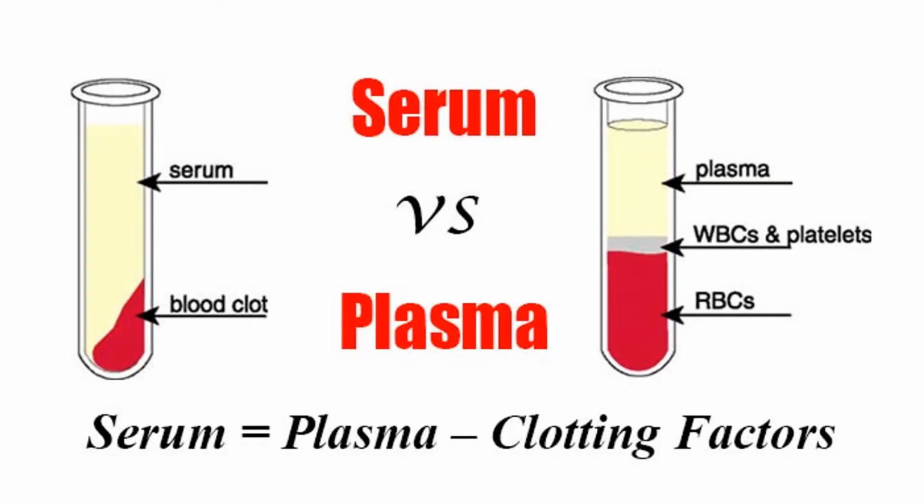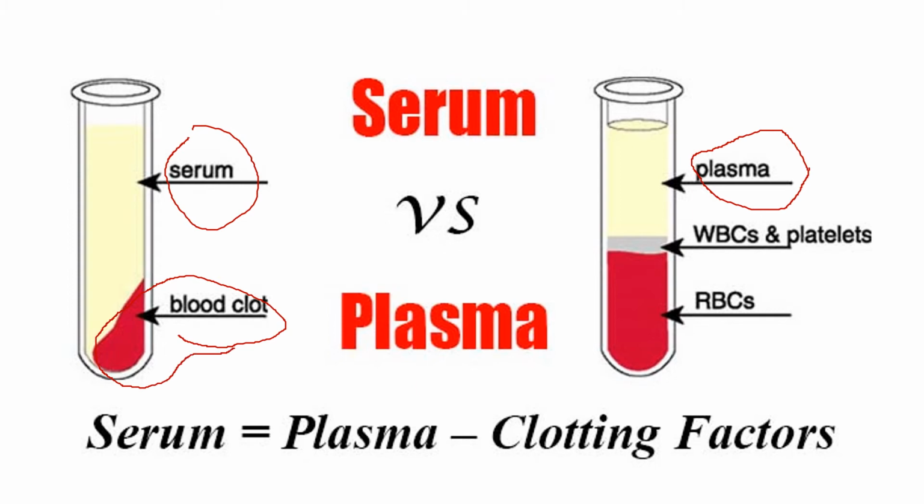Serum versus plasma. Just know that serum basically is plasma minus the clotting factors. You have serum here, plasma here. Serum equals plasma minus the clotting factors. And you see how you have the blood clotting factors here, where blood is actually clotting there. So yes, that's the interesting thing about serum and plasma.